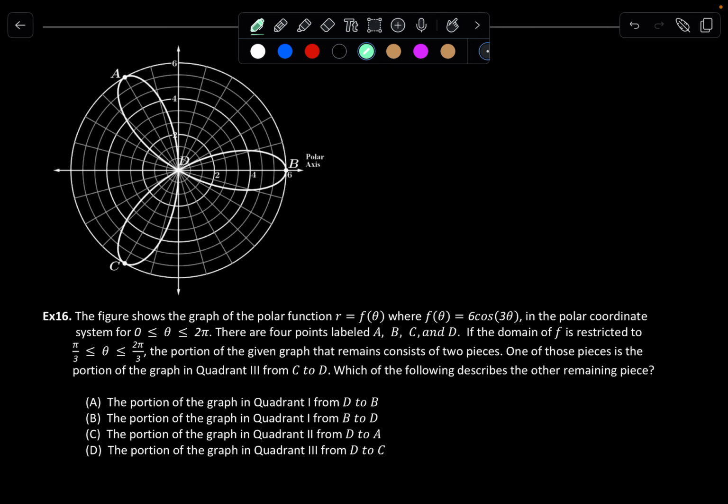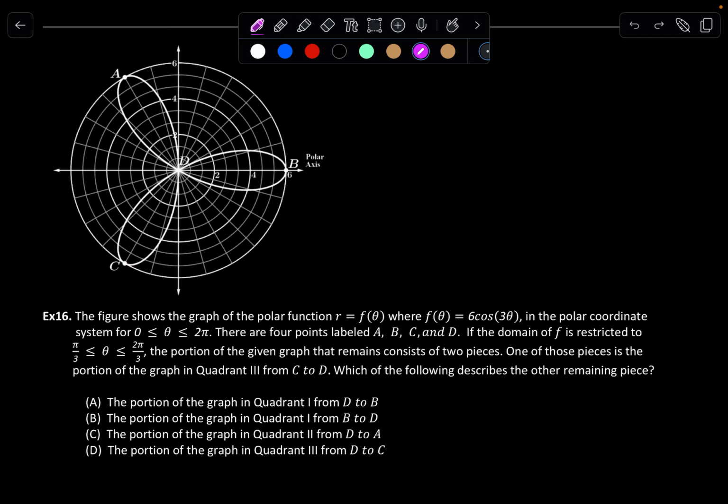If the domain of f is restricted to pi over 3 to 2 pi over 3, the portion of the given graph that remains consists of 2 pieces. One of those pieces is the portion of the graph in quadrant 3 from C to D. So they are talking about this portion, C to D. Which of the following describes the other remaining piece?